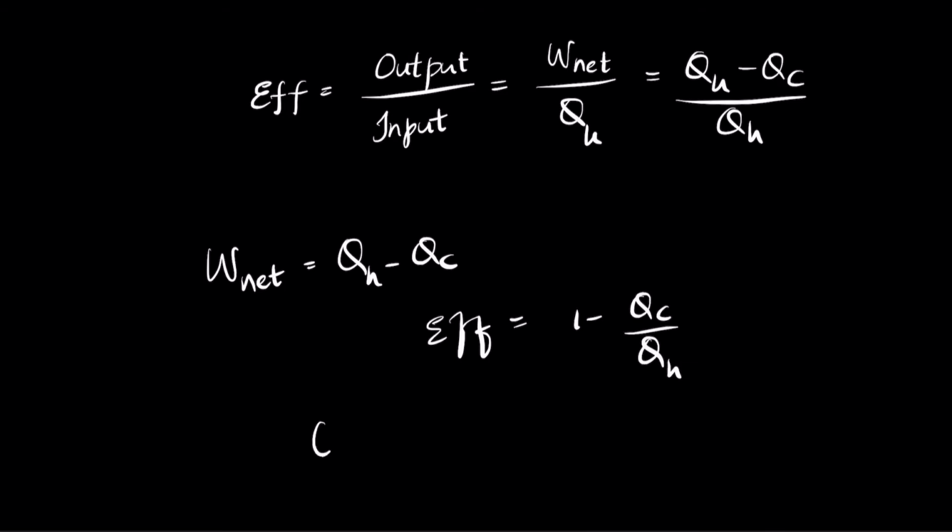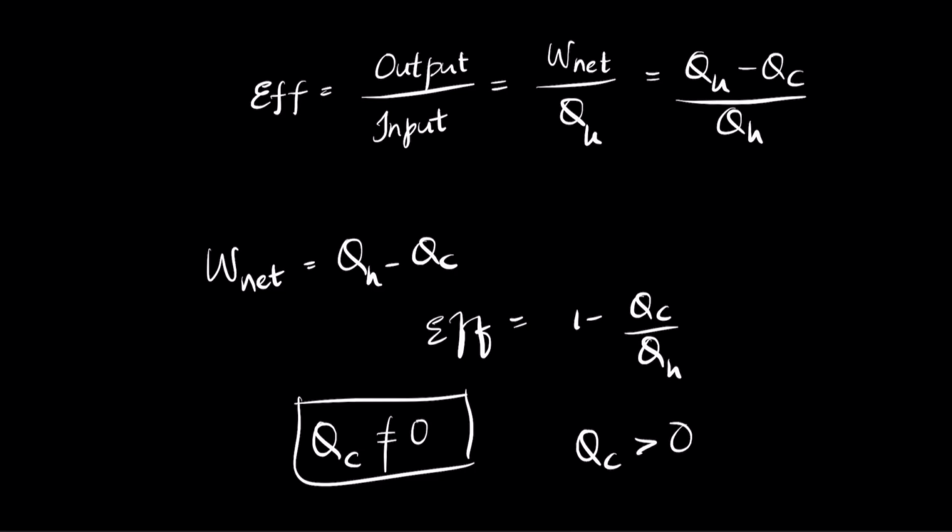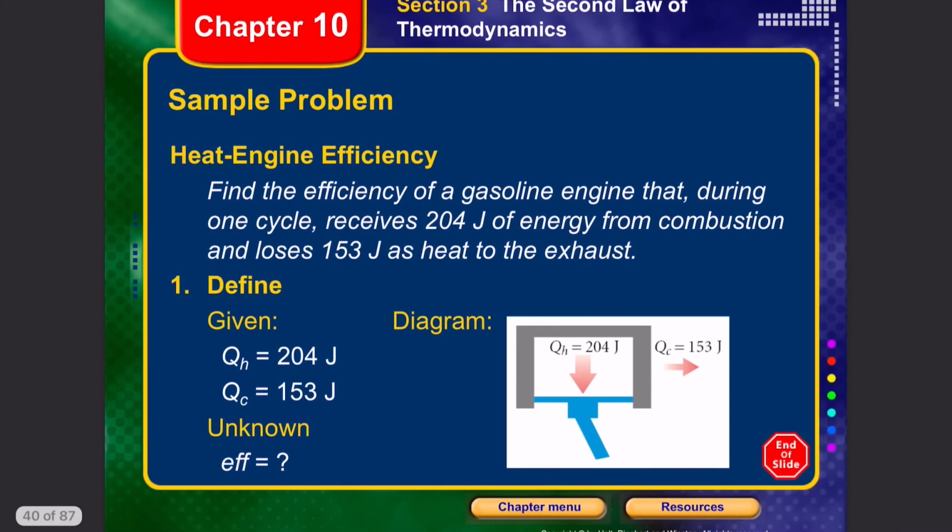So the second law basically says that QC can never be equal to 0. QC must always be greater than 0. So for QC to be greater than 0, only then is the efficiency formula generally considered.